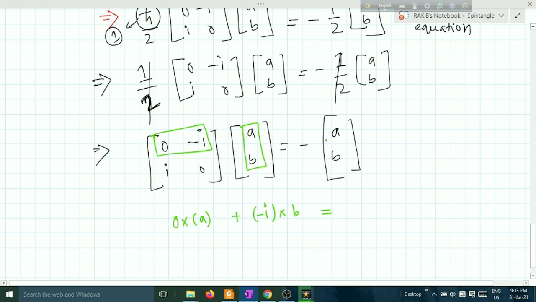This gives the first term. What is the first term? A, with a negative sign in the first. Then what has come? ib is equal to a. This is one relation. ib equals a. This is relation 1.